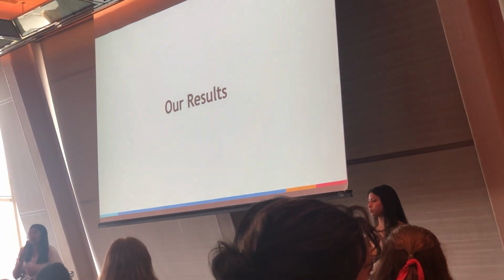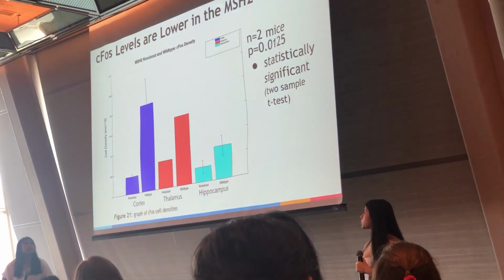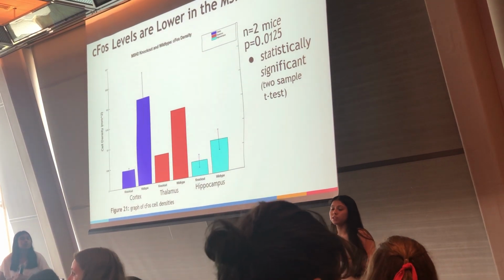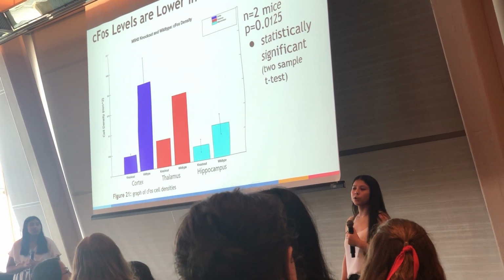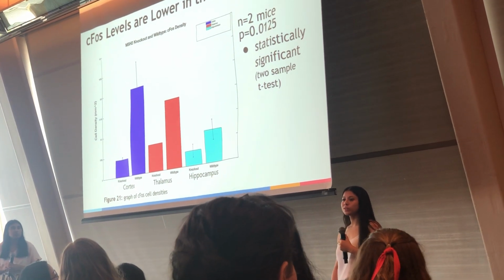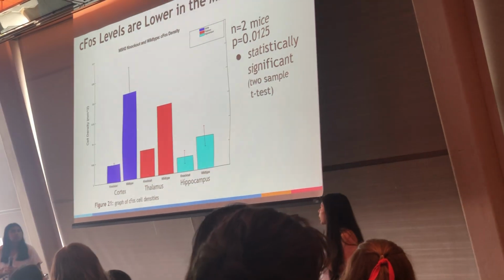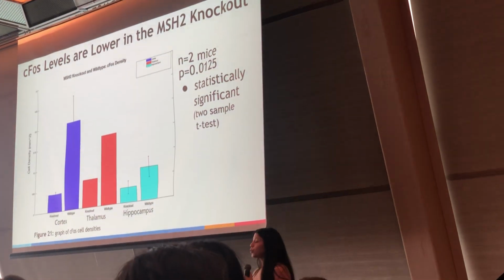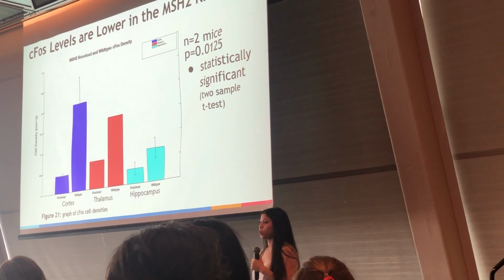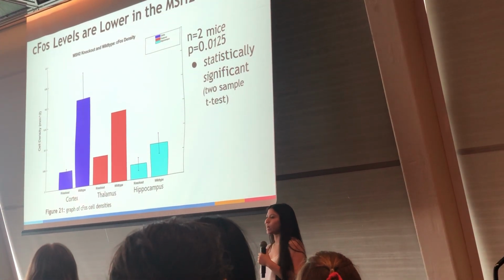So here's a brief overview of our results. Starting with our CFOS results, we found that CFOS levels are significantly lower in the MSH2 knockout, meaning that when no MSH2 gene was present, we saw less neural activity. Looking at our graph, you can see in the cortex, thalamus, and hippocampus, very different regions of the brain, the wild type always had more CFOS expression, meaning more neural activity.